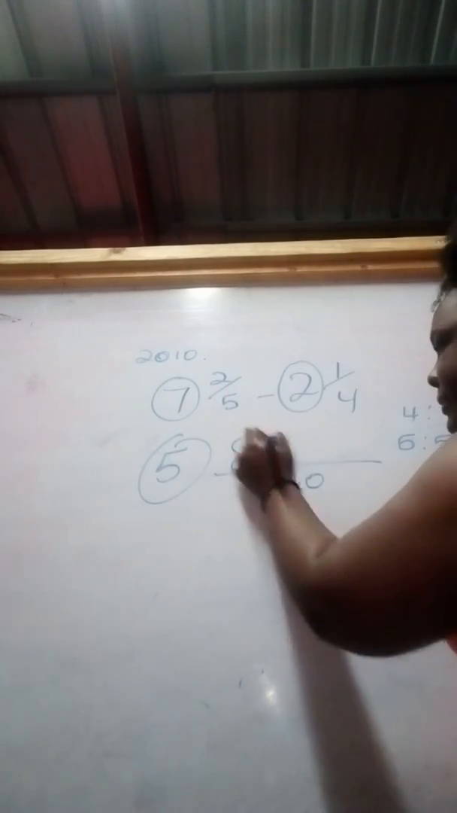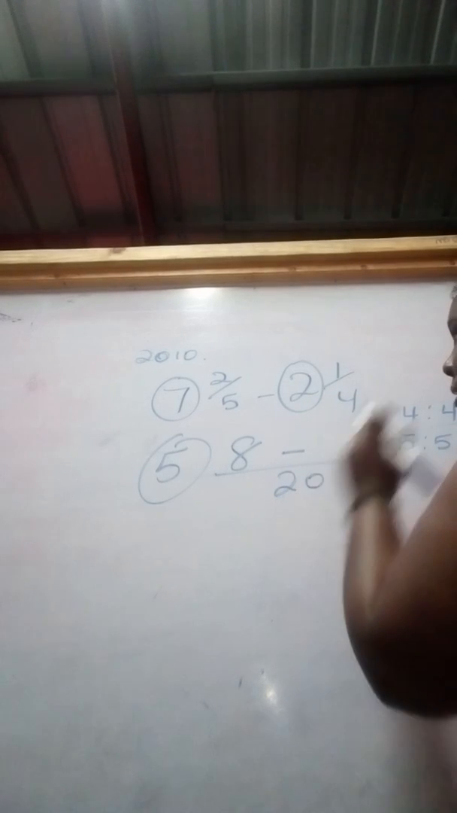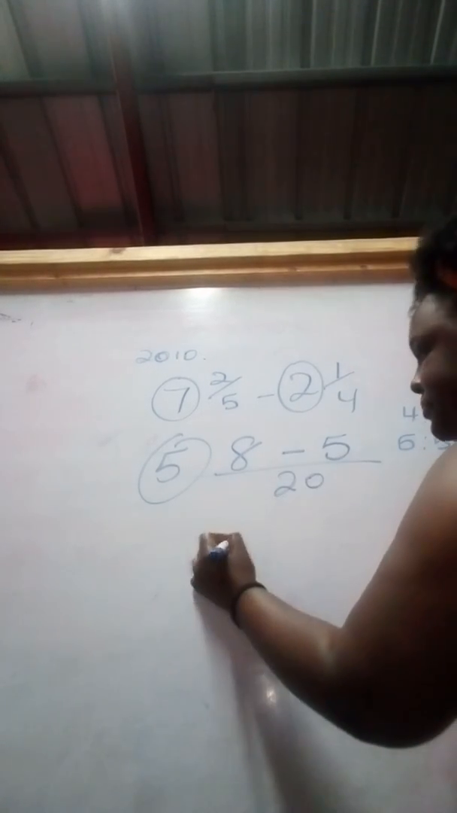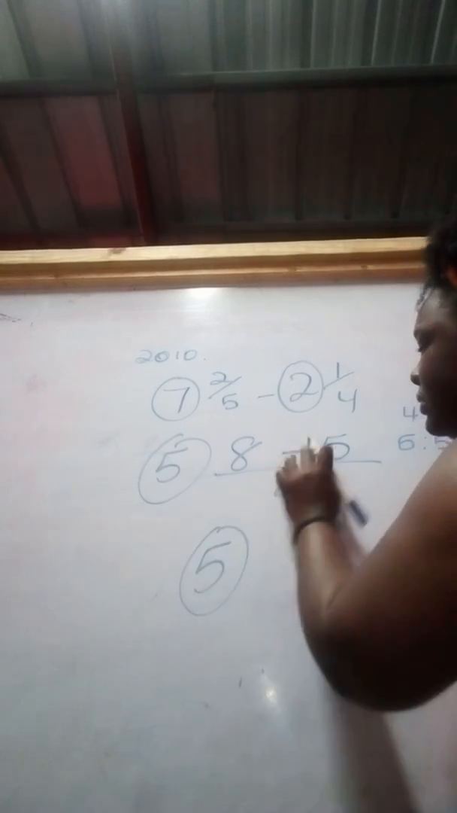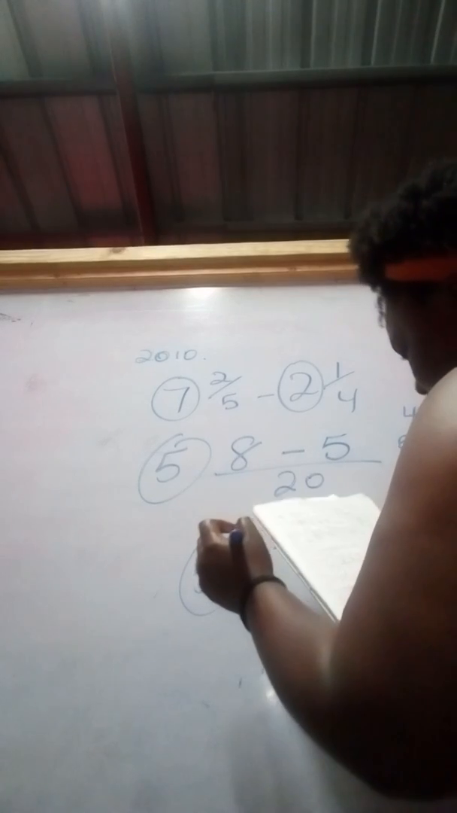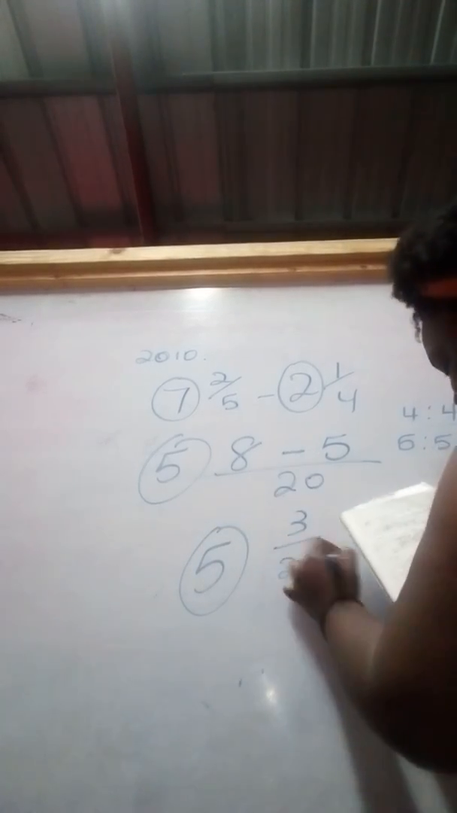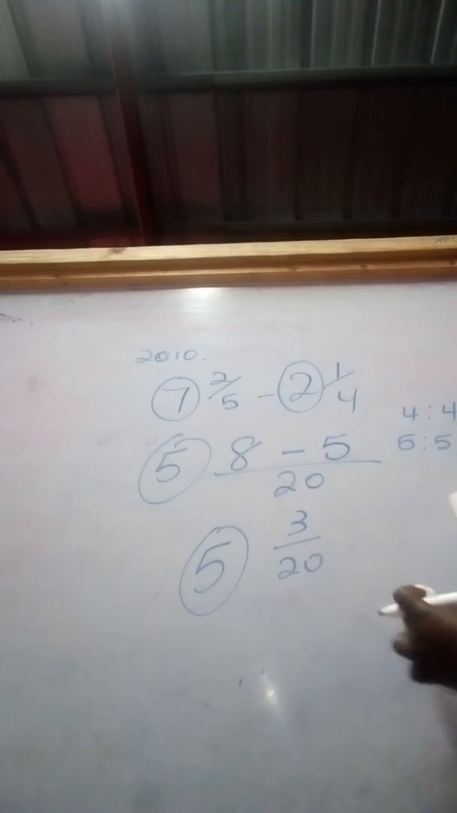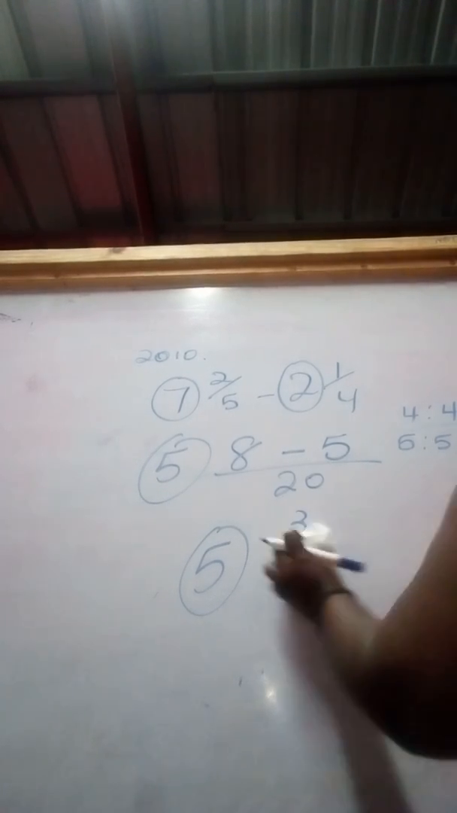4 2s are 8. 4 into 20 is 5. 5 by 1 is 5. So we have our 5 wholes. 8 take away 5 is 3. We have 3 over 20. And that is subtraction of mixed numbers.